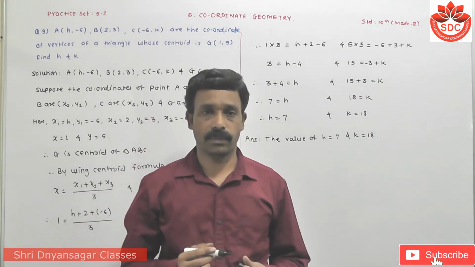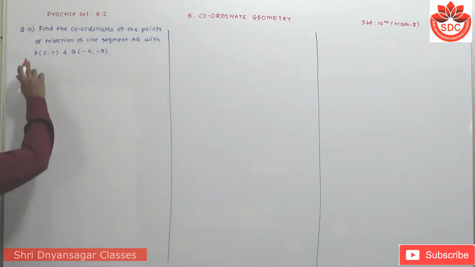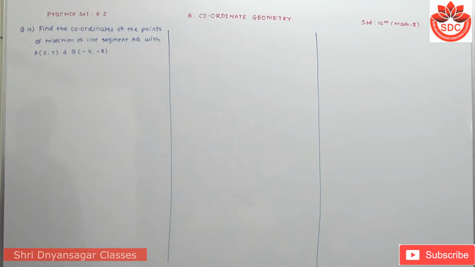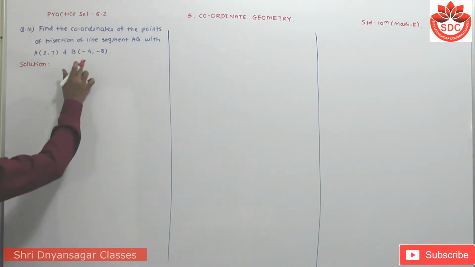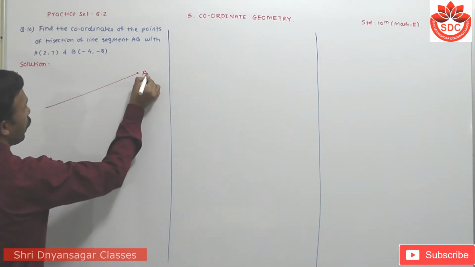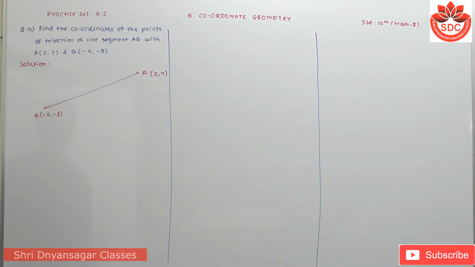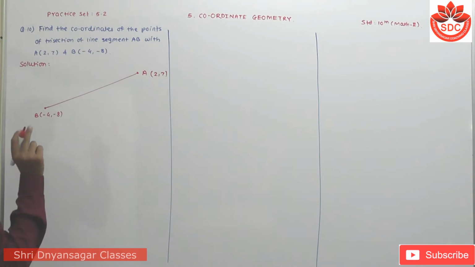Okay, we take the next question. Question number 10: Find the coordinates of the points of trisection of the line segment AB with A(2, 7) and B(-4, -8). Students, very important example. The solution of this question is, first I have to draw the figure. Now A lies in the first quadrant and B lies in the third quadrant, so I have to draw this figure this way. Suppose this is point A having coordinates (2, 7) and this is point B having coordinates (-4, -8). Now we take the points of trisection, meaning there are 3 equal parts.